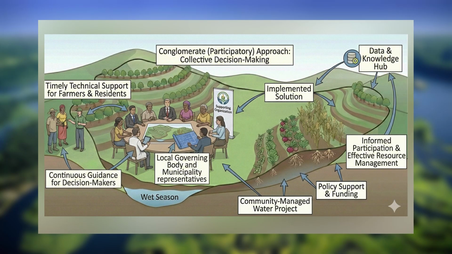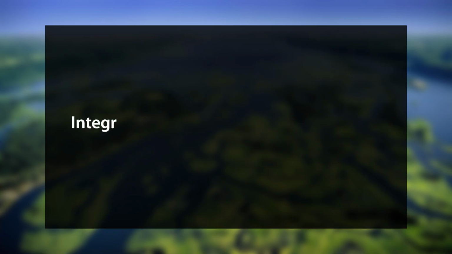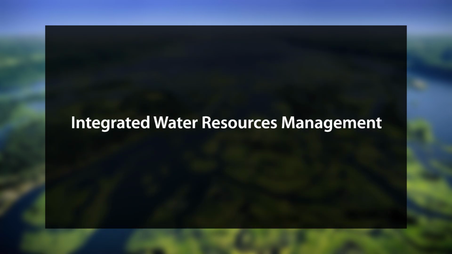For successful implementation, continuous guidance and timely technical support must be provided to farmers, local residents and decision makers to ensure informed participation and effective resource management. Now let us discuss integrated water resource management. Integrated water resource management is an approach that encourages the joint planning and management of water, land and related natural resources. Its main aim is to improve economic and social benefits in a fair way, while at the same time protecting ecosystems so that they remain healthy and sustainable in the long term.